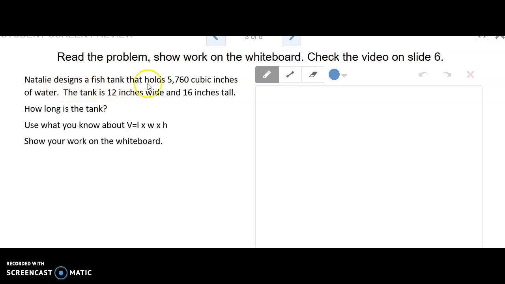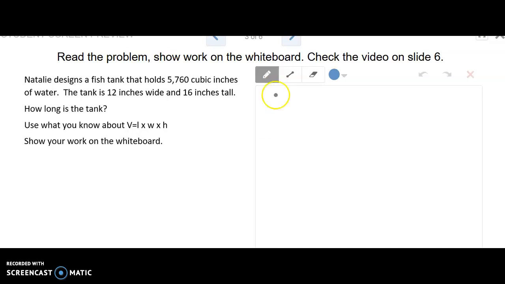Natalie designs a fish tank that holds 5,760 cubic inches of water. All right, so that's the volume. Right away, I'm in my head thinking, that's the volume, 5,760. The tank is 12 inches wide and 16 inches tall. Ooh, how long is the tank? Use what you know about volume equals length times height and show your work.